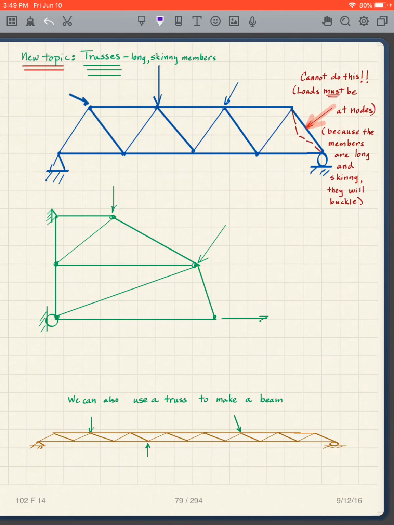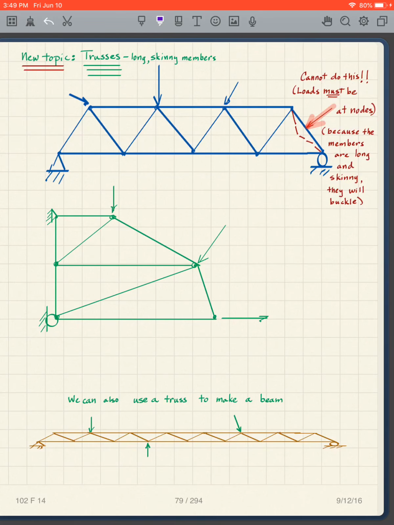Now notice we're going to put loads on this truss. Each load has to be put at a node. Because these members are long and skinny, we do not put any loads not at a node, because if we put a load not at a node, this is going to buckle. So loads must be at the nodes.